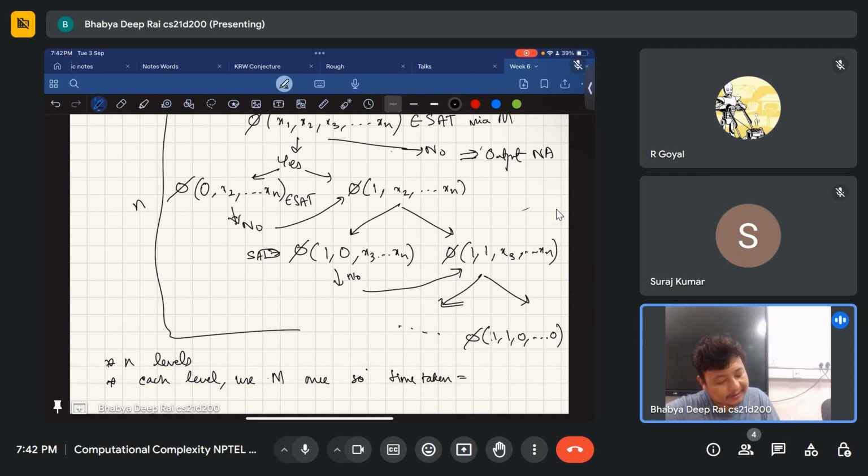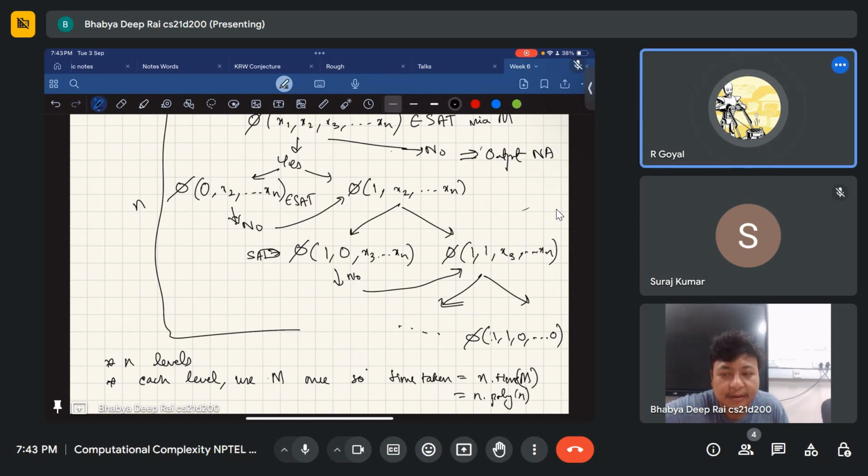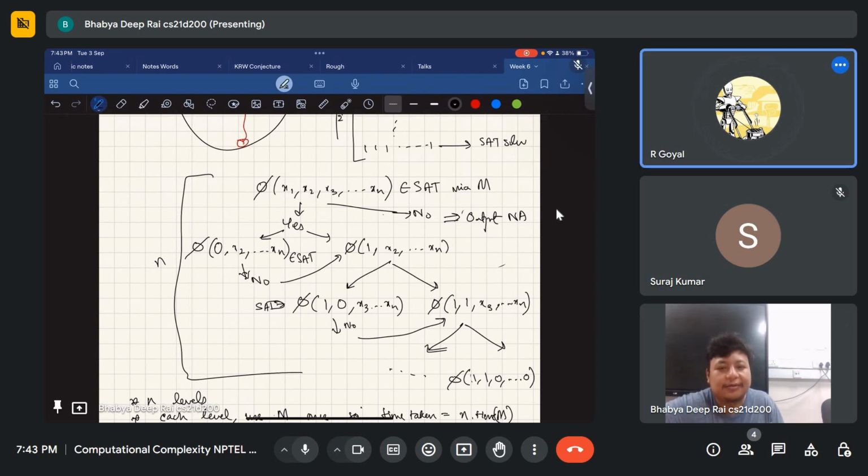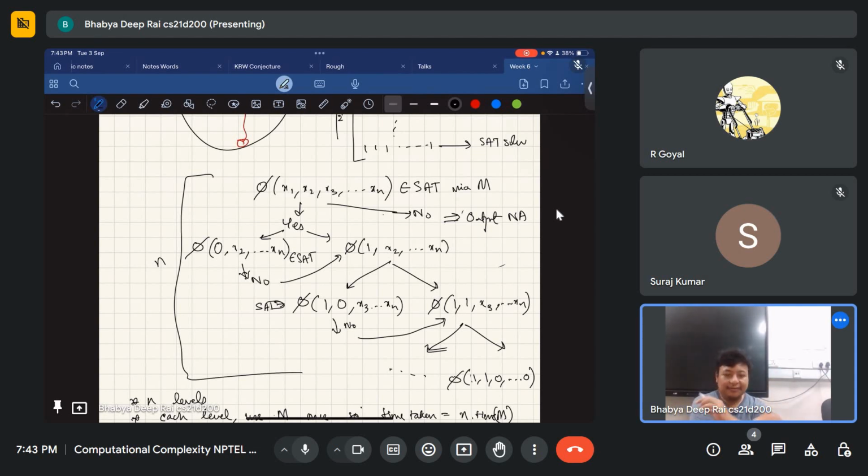So the time taken is n levels times the time taken by machine M, which is n times some polynomial, which is still polynomial. So what will be the height of this tree? The height of this tree will be n. Why? Because at each level I'm fixing exactly one input, and there are n inputs to the formula. So we'll be fixing n values, and that will be our answer.